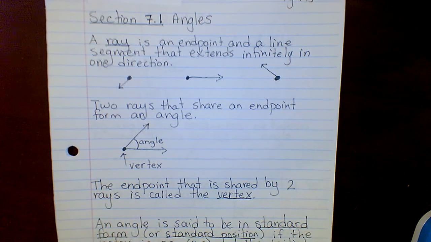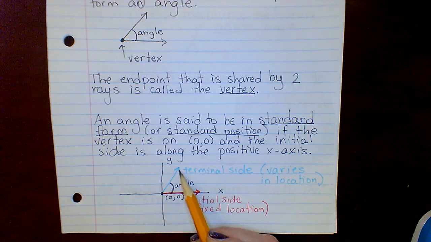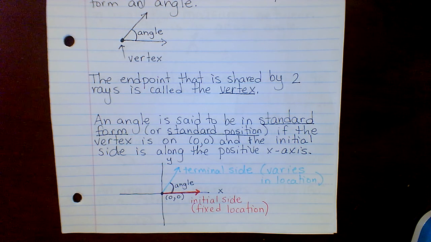Okay? So an angle is said to be in standard form or standard position if the vertex is on the origin, (0, 0), and the initial side, that's this bottom part right here, is along the positive x-axis. This ray up here is called the terminal side. Now, its location varies. It might be in quadrant 1, it might be right there on the y-axis, it might be in quadrant 2. You just don't know. That's what's going to change. But the initial side is going to be fixed, the vertex is going to be fixed. So that's what we're going to call the standard form or standard position of an angle.